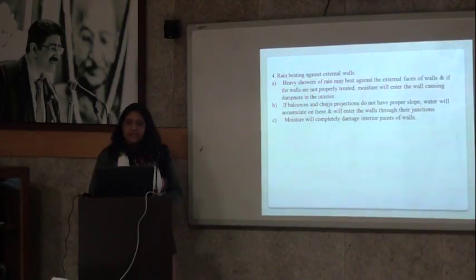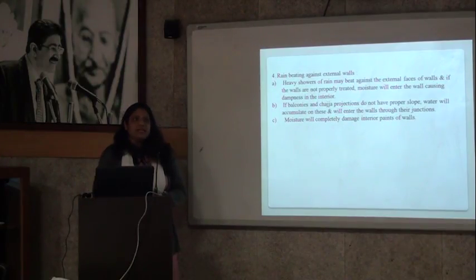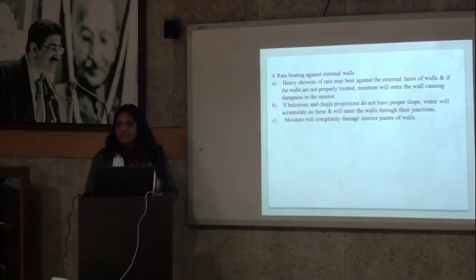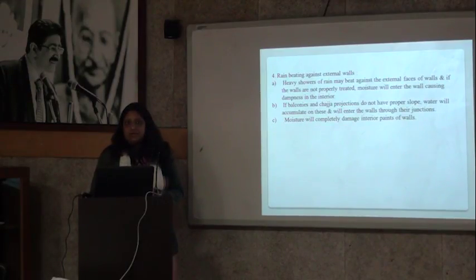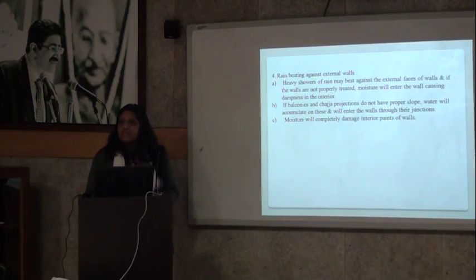The fourth is rain beating against external walls. Sometimes there are heavy rainfalls. Those heavy rainfalls can directly fall on the external facades, external walls, rooftops of the surfaces, and the water can accumulate on the surfaces, like on the terrace or on the chajjas. From there it can penetrate inside the structure, and it can damage the structures. These are all the causes of the dampness.